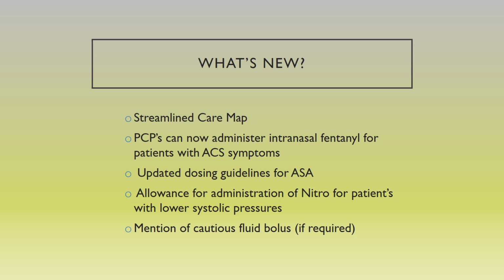The next thing we're going to look at is the change in systolic blood pressures in terms of nitroglycerin administration. So we'll go through that. And then the last thing we're going to talk about briefly is fluid bolus for patients that are hypotensive, either because they are hypotensive with ACS or because we made them hypotensive. So let's take a look at the care map.